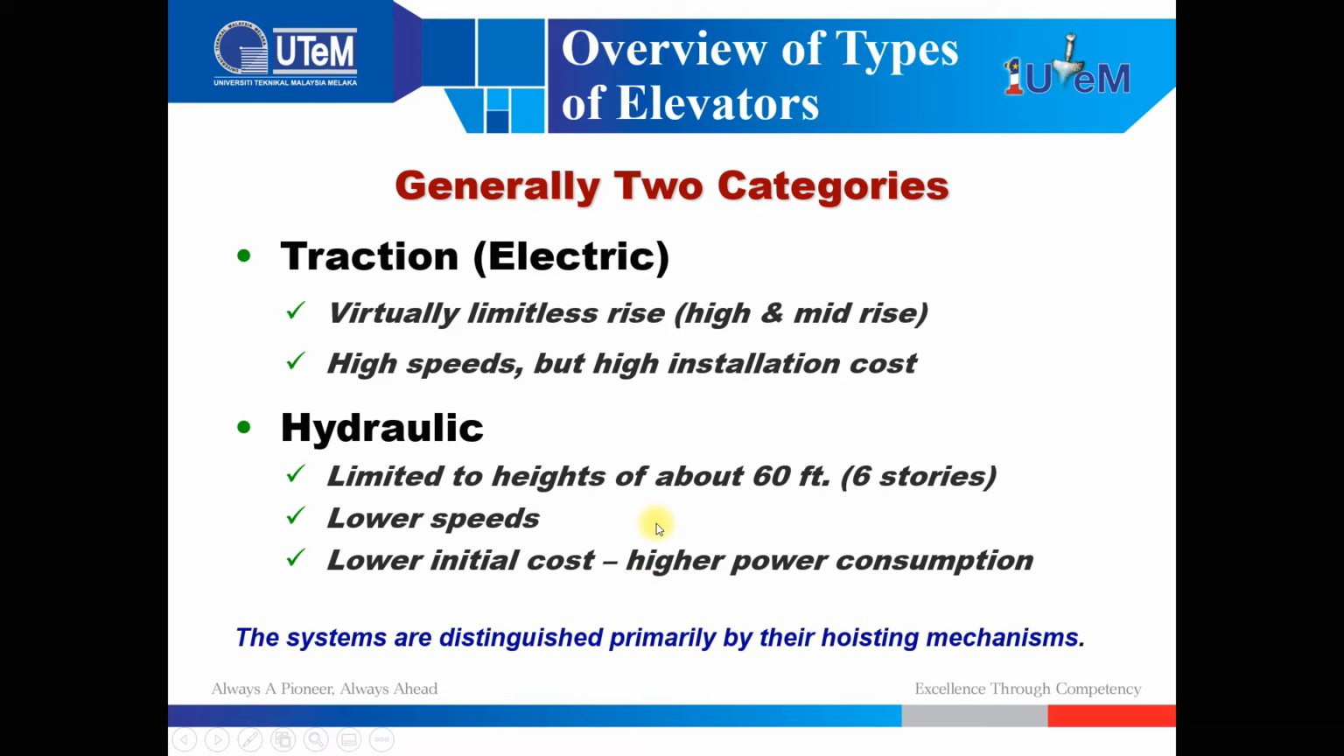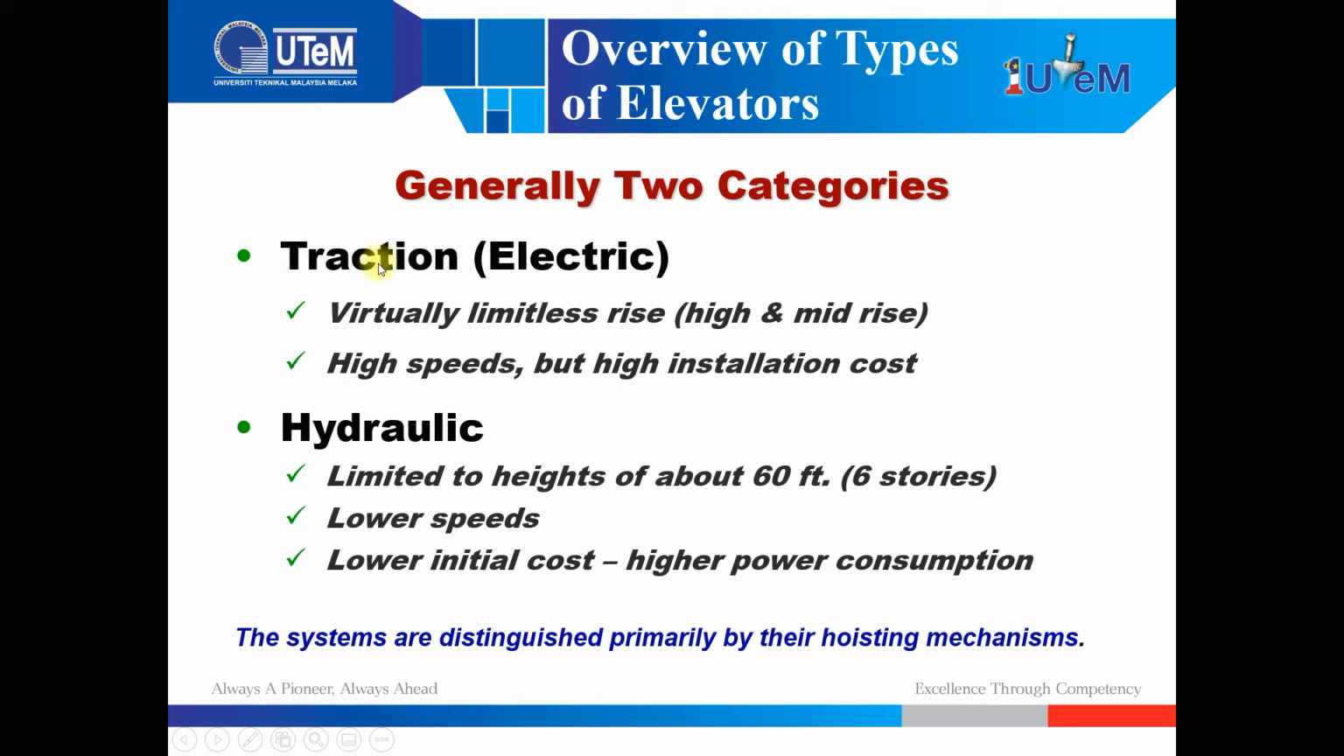Semua tahu elevator yang kita gunakan, kita panggil sebagai lift. Itu sebagai lift tu, itulah dia elevator. So actually elevator ada types of elevator. Generally two categories or two types of elevators. The first one is traction types or electric, and the second one hydraulic types. So these systems are distinguished primarily by their hoisting mechanism. Hoisting mechanism is either traction or hydraulic.